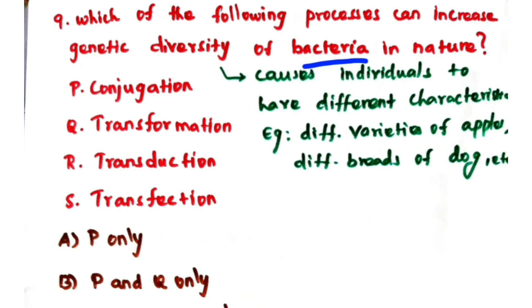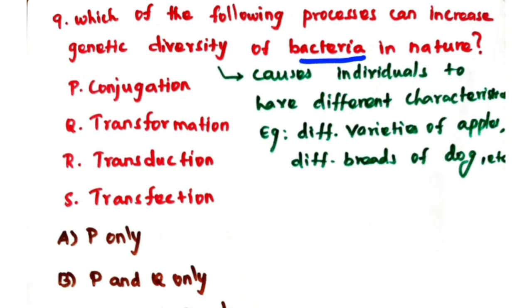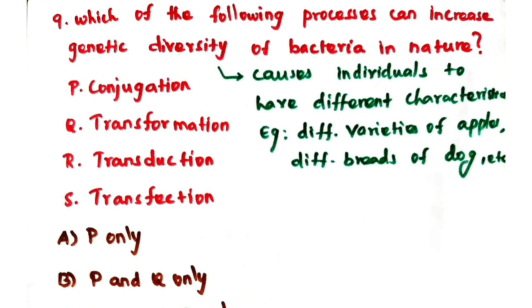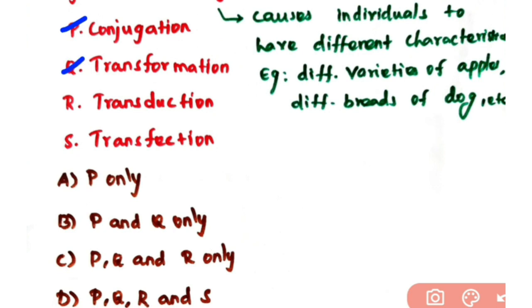So what causes the different characteristics within the species? This is due to genetic diversity mechanisms. In bacteria, genetic diversity naturally takes place by three processes: one is conjugation, second is transformation, third is transduction. These three processes increase the genetic diversity of bacteria in nature. Here the answer is P, Q, R only. So option C is correct.